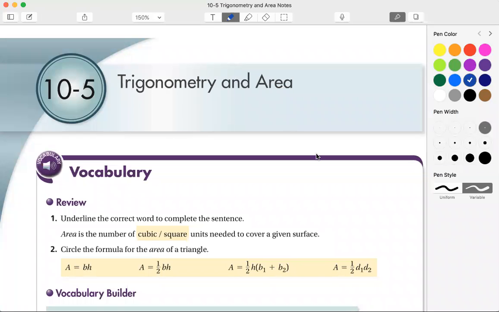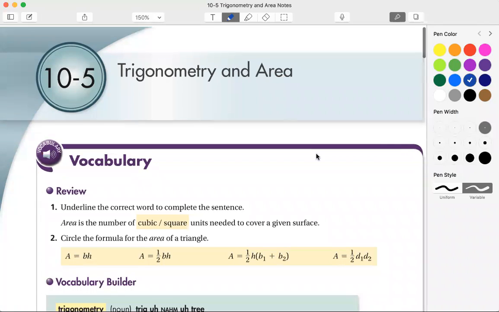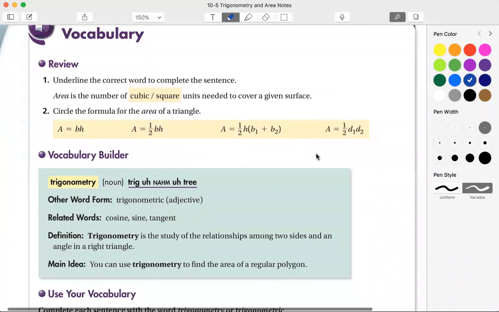All right, 10-5, trigonometry and area. So we're going to outline the correct word to complete the sentence. Area is the number of square units needed to cover a given surface. So what is the formula for the area of a triangle?